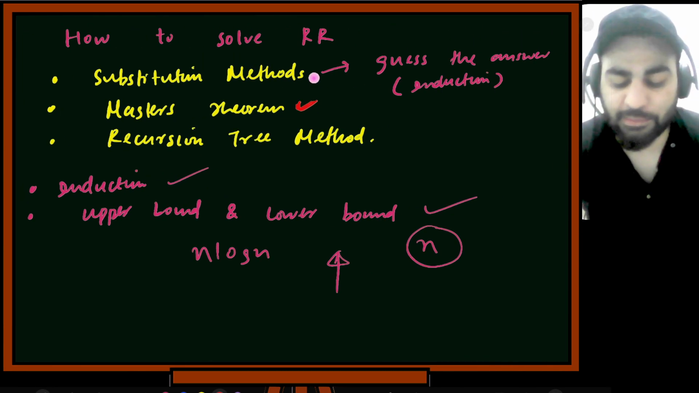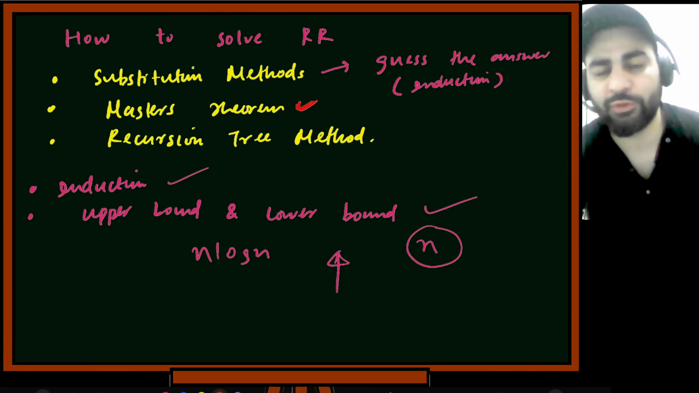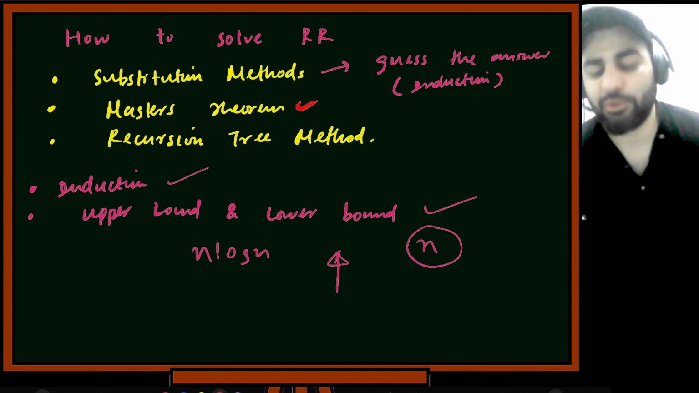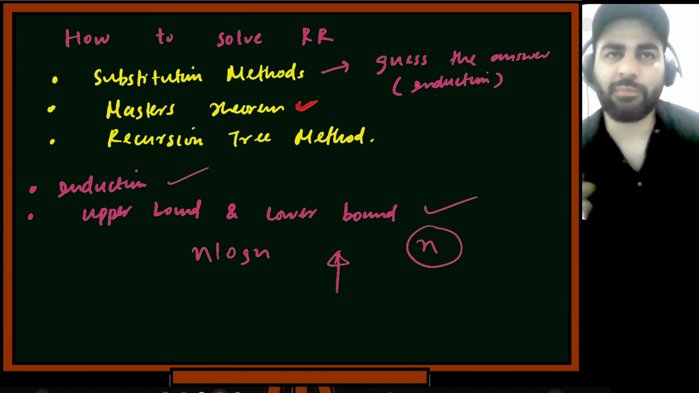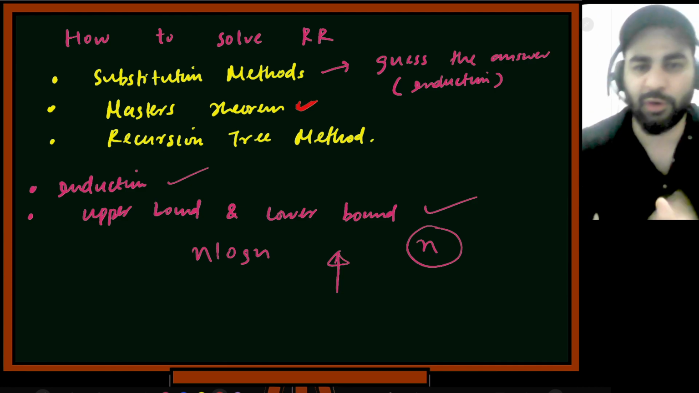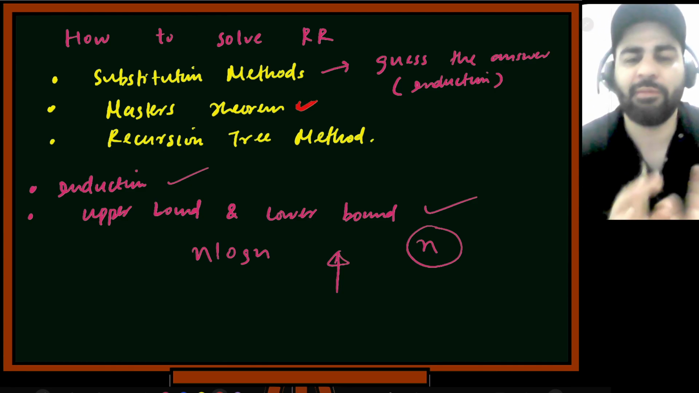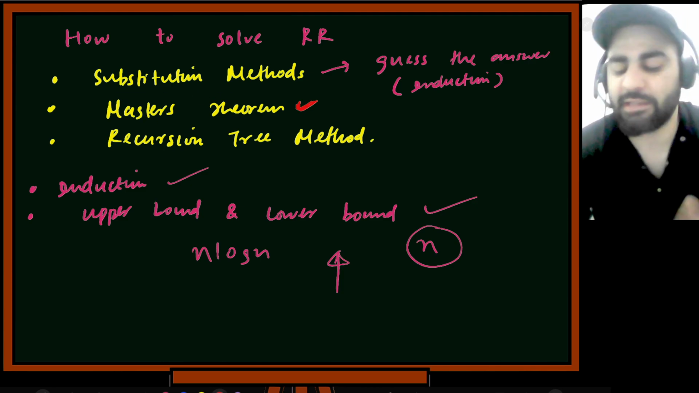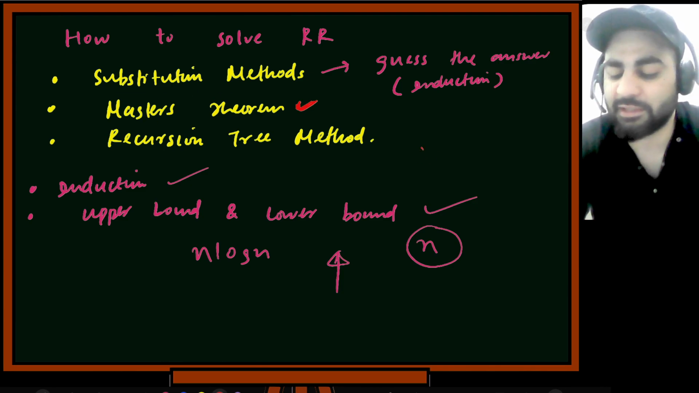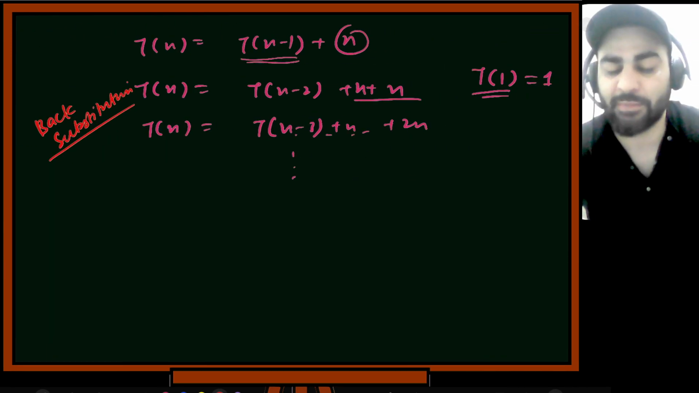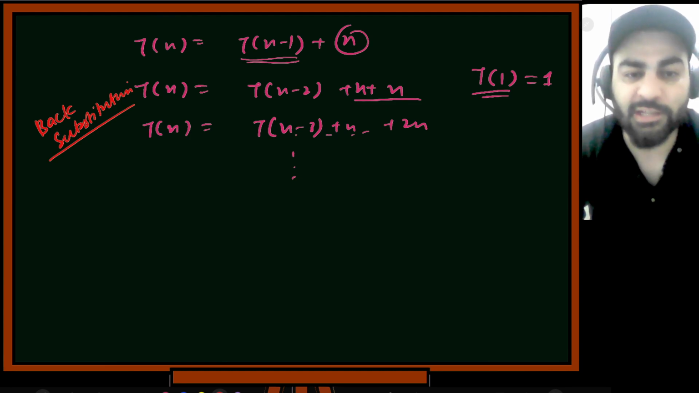There are methods like the substitution method, in which you guess the answer, and then either you use mathematical induction to prove your answer, or you use the upper bound and lower bound to find the ballpark of the answer. This answer is way above and this answer is way below, so the actual answer will be lying in between. Then there is the master's theorem, that's our topic, and there is the recursion tree method, and there are other methods also, like the back substitution method, which I just showed you here. So now the whole discussion is on the master's theorem.